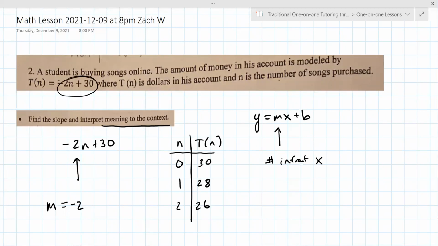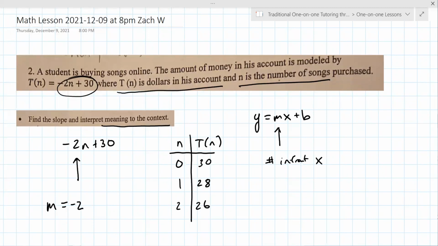Yeah, so just going 2 down. Right. So T of n is the dollars in his account, and n is the number of songs that are being bought. So what is happening here in context? Every time the student does what action? Buys a song. His money in his bank account goes down $2. Yes, perfect.